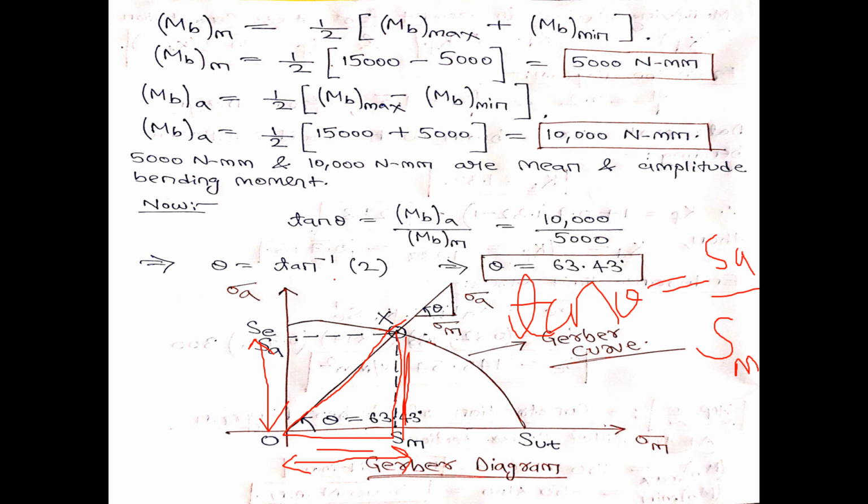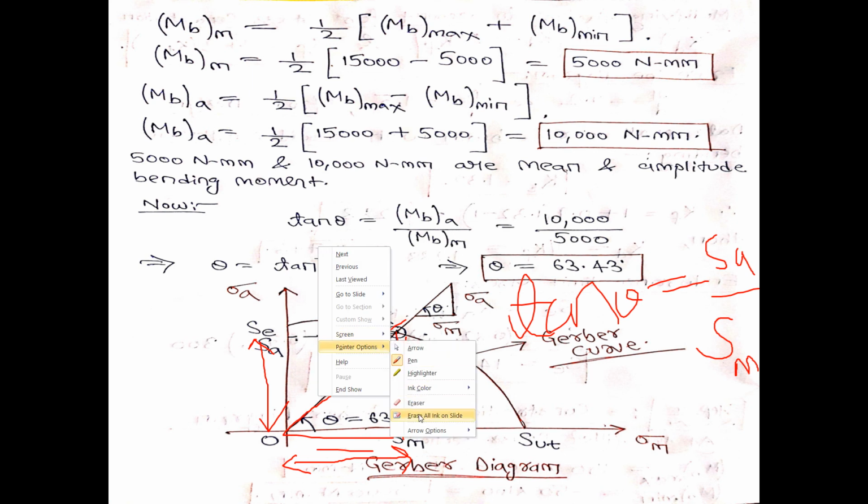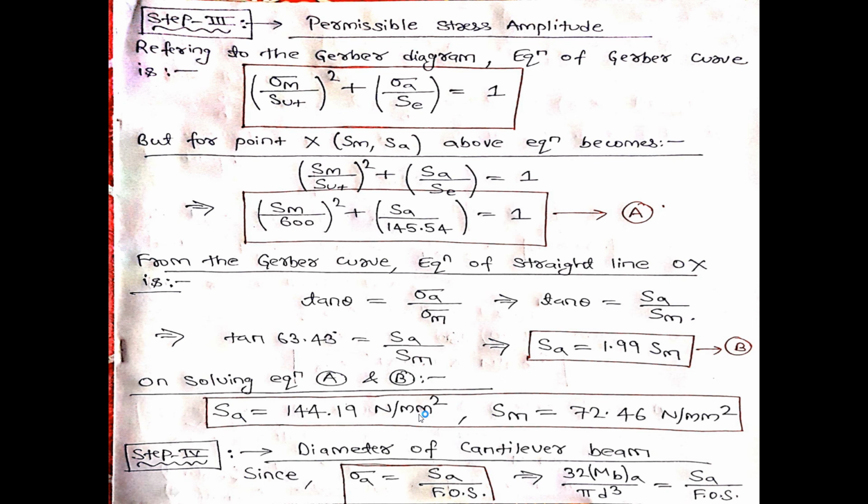Fine. So tan theta is SA by SM. Theta I have already calculated, that is 63.43 degree. So you will get one relation, that is SA is equal to tan of 63.43, that is 1.99 times SM, which is equation B. Now you solve equation A and equation B. Because you have two equations and two unknowns, you will get the values of SA and SM, and those values are SA is equal to 144.19 Newton per mm square and SM is 72.46 Newton per mm square. Is this clear?